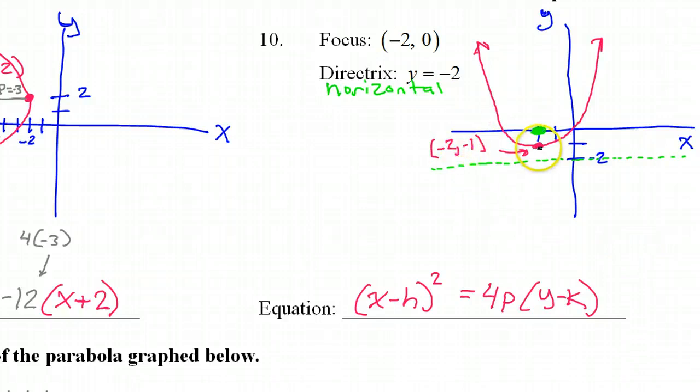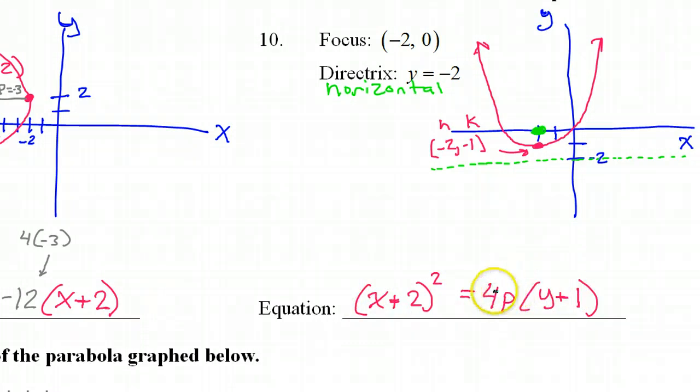Because we know the vertex, we know the h and the k, right? So this is h and this is k. The x value goes with the x basically. So this -2, when you put it in the equation, will become x plus 2. It's kind of the opposite. This -1 is going to become y plus 1. Again, it's the opposite. So that gives us the bulk of the equation right there.